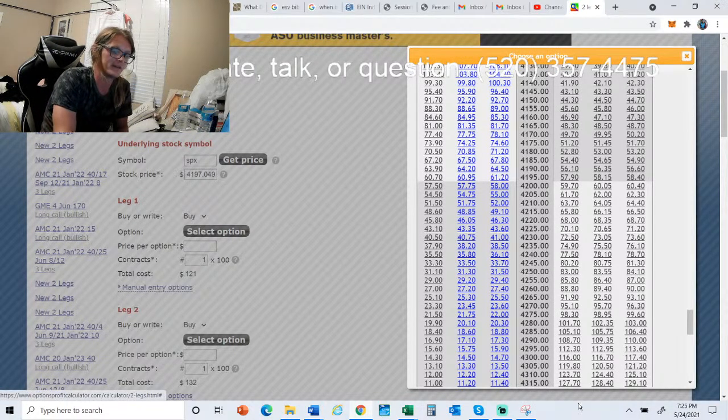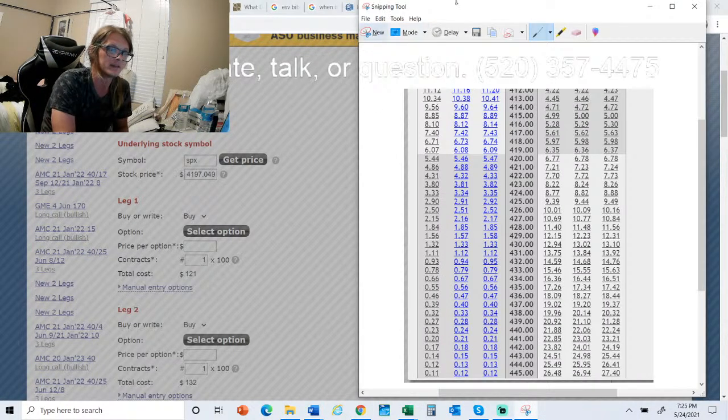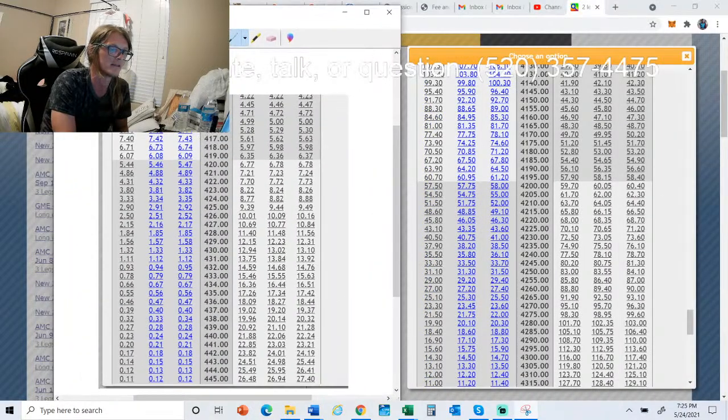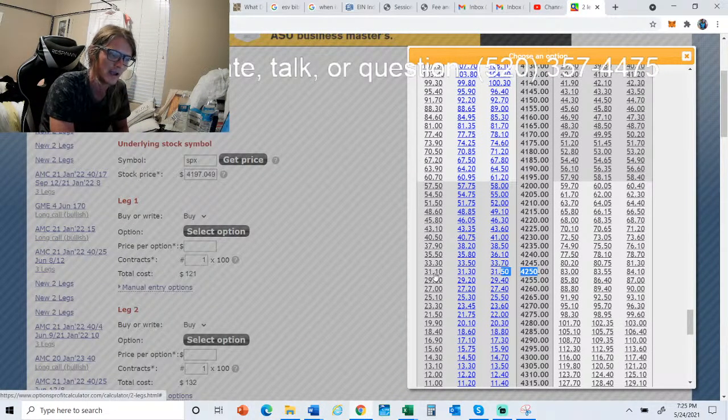Holy shit. And so basically I took the snipping tool and I took the SPY and I measured it to the SPX on multiple expiration days. And I just come down here and I say, okay, let's look at the 4250. And I see I could sell this for 31.10 or buy it for 31.50.